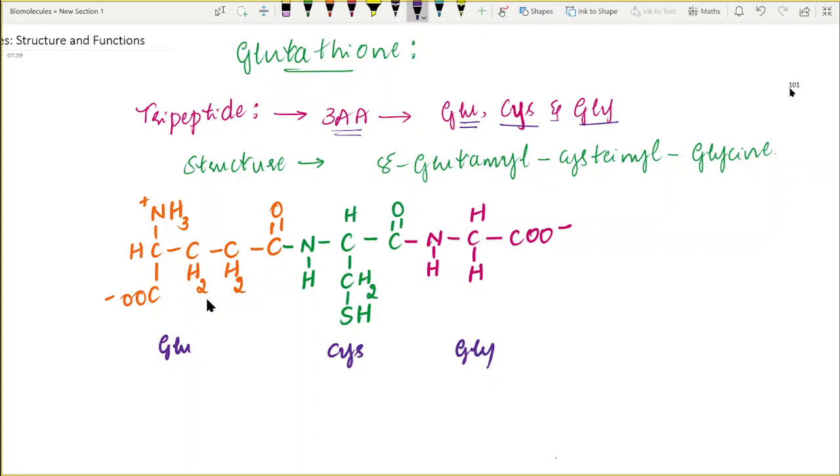In this glutathione molecule, this is the molecular structure of glutathione. See, the first amino acid is glutamate, the second amino acid is cysteine, and the third amino acid is glycine. Students, some speciality is there in the peptide bond. Here, see, the CONH bond is the peptide bond in the glutathione molecule. So see, this peptide bond has been formed by the gamma carboxyl group of the glutamate.